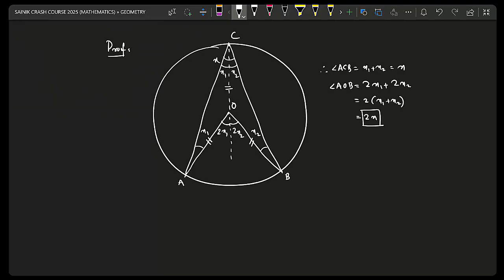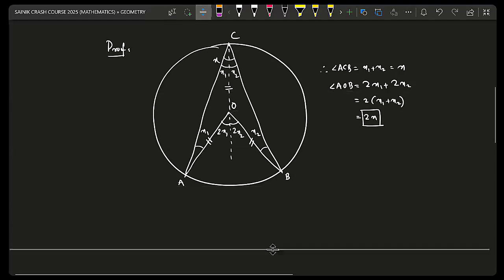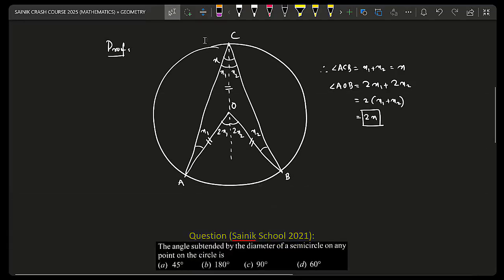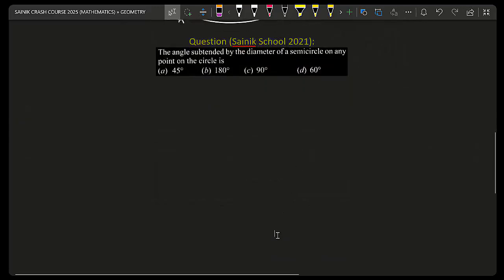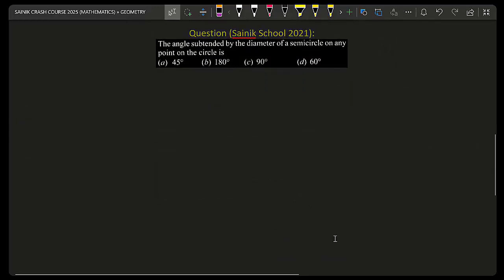Okay, now let's solve some questions based on this. Remember these two statements, important in solving questions. Like this question in the 2021 exam: the angle subtended by the diameter of a circle on any point on the circle is. Okay, who is going to answer this? Interested students can raise a hand.